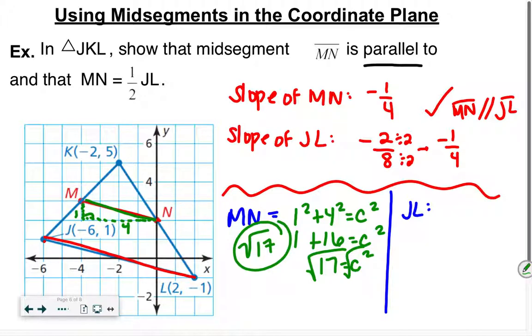So again, we're going to use kind of like our little slope to set up a right triangle again. We went down 2 over 8. So a squared plus b squared equals c squared. 2 squared plus 8 squared equals c squared.